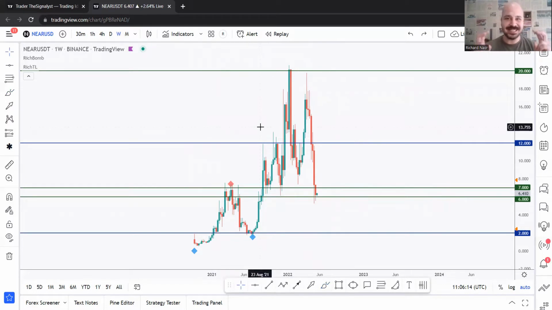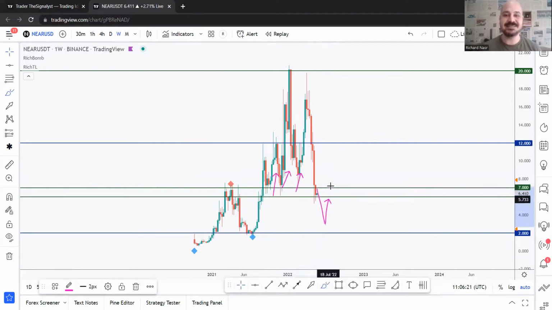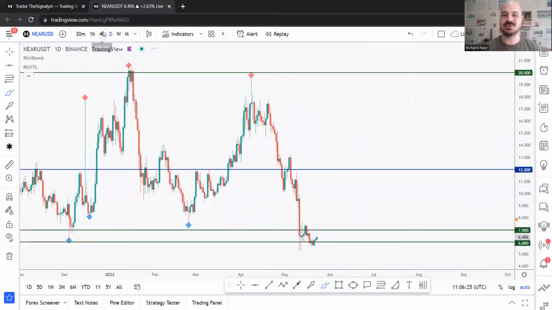Of course, we'll be looking. We don't buy blindly. We always zoom into lower time frames for extra confirmation, because no matter how strong a support is, it can still be broken downward. Okay, we always zoom into lower time frames and wait for the bulls to take over.